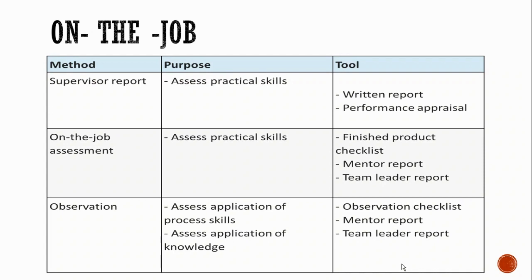You can as well use on the job assessments when you want to again assess practical skills. And here you want to look at the finished products checklist, mentorship reports, or supervisor or team leader report. You can as well employ observation techniques or methods to assess application of process skills or application of knowledge. So again, the tools you require here are observation checklist, mentor's report, team leader's report.